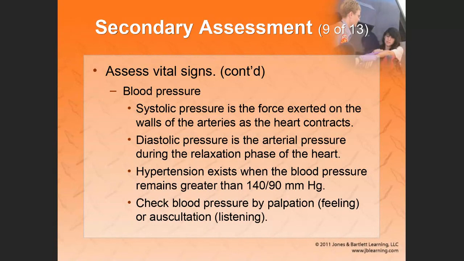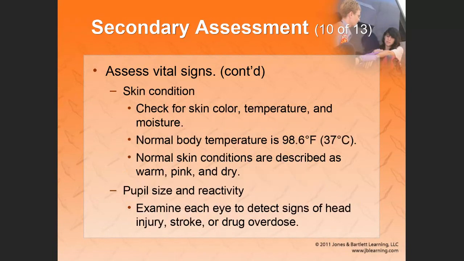Now, points to note: as we get older, if our bodies are not in good shape, our blood pressure will gradually increase. Right? So just keep that in mind. If our bodies are not healthy, then the blood pressure will gradually go up. If we're in good shape, the blood pressure will be at the optimum range. All right, now skin condition, check for skin color, temperature, and moisture. Normal body temperature is 98.6 degrees Fahrenheit. Normal skin conditions are described as warm, pink, and dry.